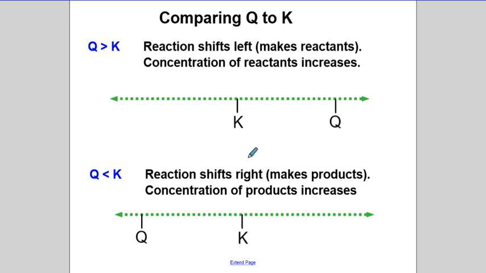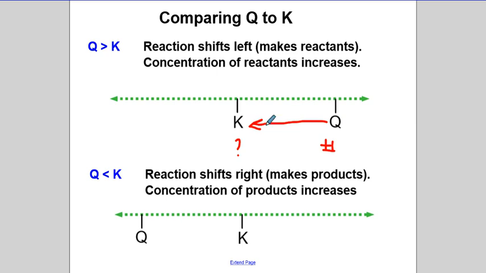And if you put it on a number line, here's where K is, whatever the number for K is, and you solve for it and you get some number for Q, and you realize this number is greater than this, well, Q is trying to get to this point.